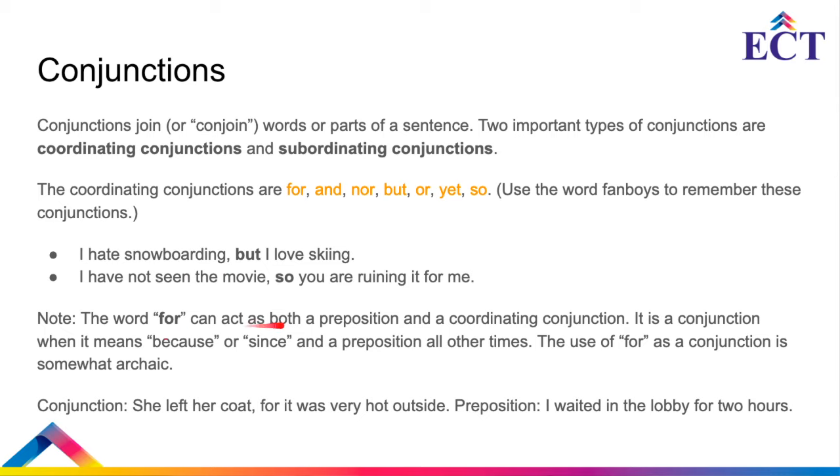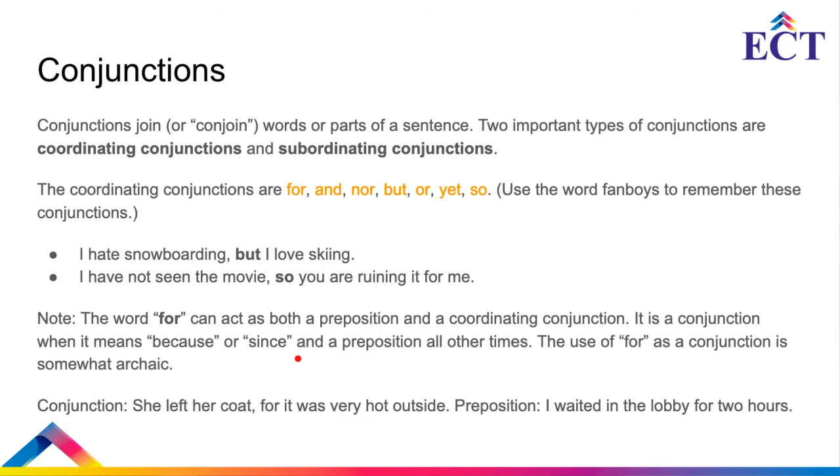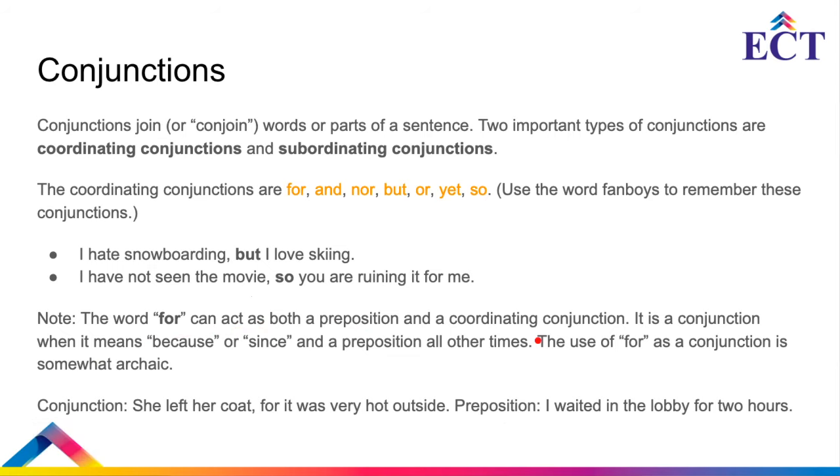The word for can act as both a preposition and a coordinating conjunction, but as a coordinating conjunction we usually don't use for, though in some cases, yes, it's done. As a conjunction it means because or since, and it is a preposition all other times. The use of for as a conjunction is somewhat archaic. So we don't use it these days, but still it can be used both ways.